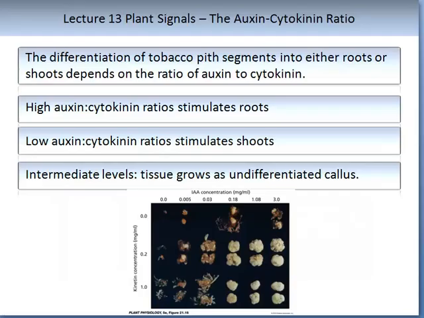Let us look at the role of auxin to cytokinin ratios. The differentiation of tobacco pith segments into either roots or shoots depends on the ratio of the hormones auxin to cytokinin. When there is a high auxin to cytokinin ratio, root growth is stimulated, while where there is a low auxin to cytokinin ratio, shoots are stimulated. Where you obtain intermediate levels of auxin to cytokinin ratios, the growth results as undifferentiated callus.